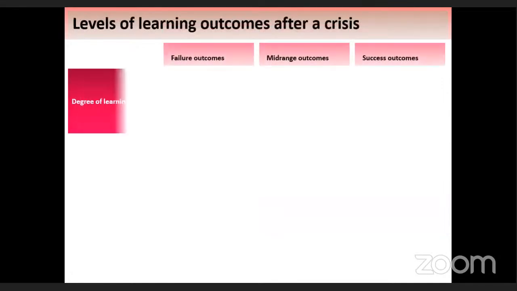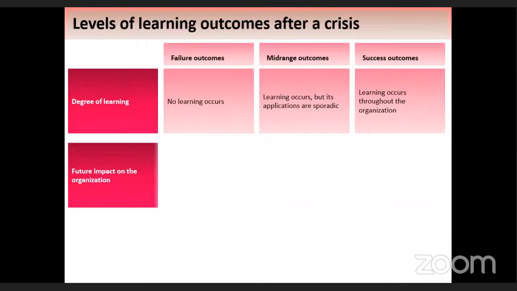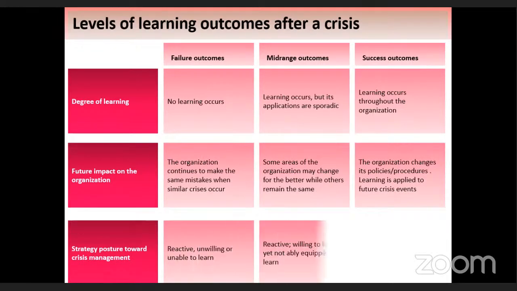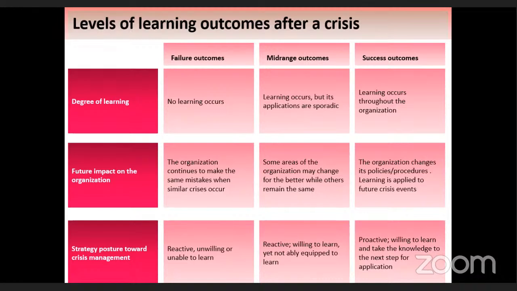So we want to look at the importance of organizational learning. Okay. There are degrees of learning. And of course, there are failures, degrees of learning, and the outcomes. Failure outcome. When there are failure outcomes, then there is no learning at all. Okay. Mid-range outcomes. When there are mid-range outcomes, learning occurs, but its application is sporadic. Okay, when there is a successful outcome, then learning occurs throughout the organization.